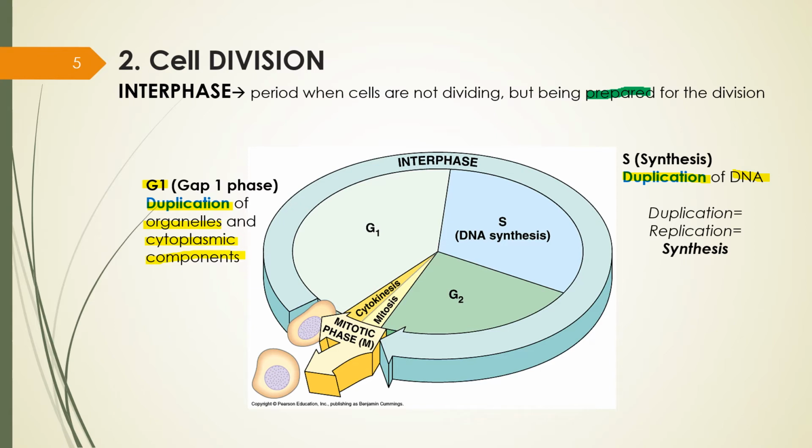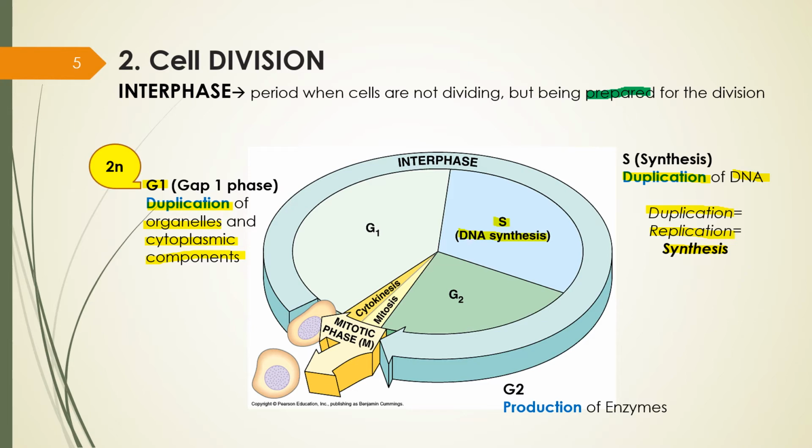So in the S phase, you duplicate the DNA, you say DNA synthesis. Synthesis in biology is the same as duplication or replication. So if you hear any of these three terms, it is the same. So duplication, replication, or synthesis is the same. And after you duplicate the DNA, you have the G2, and in G2 you just produce the enzymes to start the mitosis.